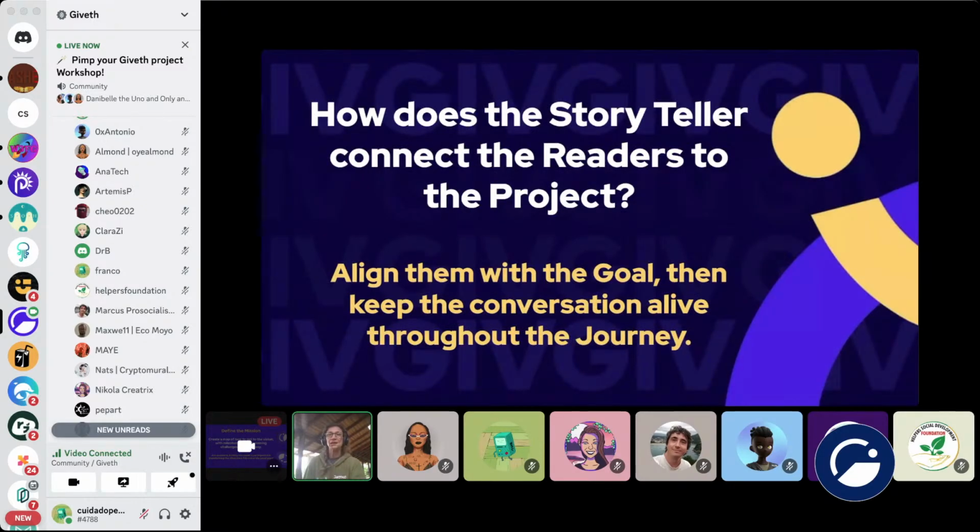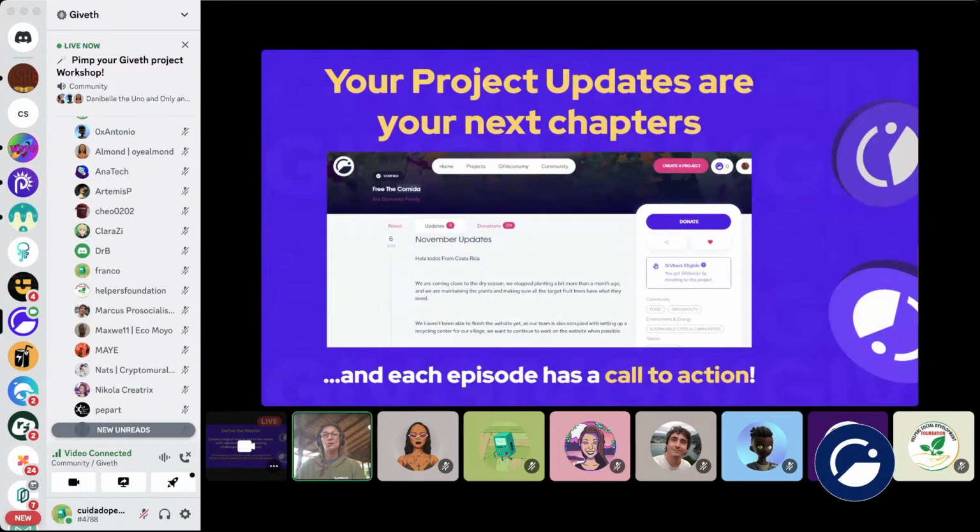So how does the storyteller connect the readers to the project? You want to align them with that goal and keep the conversation alive throughout the journey. So with Giveth, the way you do that is with your project updates. You've set your introduction, you've invited people into the story, you're gathering some funds, you're getting resources, you've made your way to one of your milestones. Now, this is where you need to tell the next story, write the next chapter.